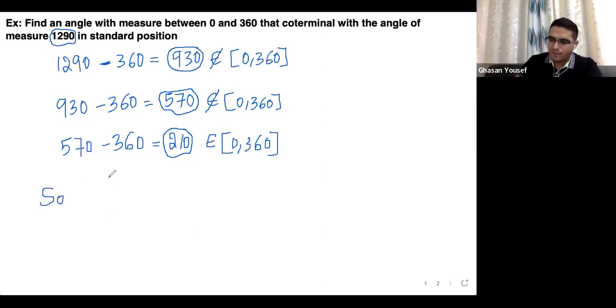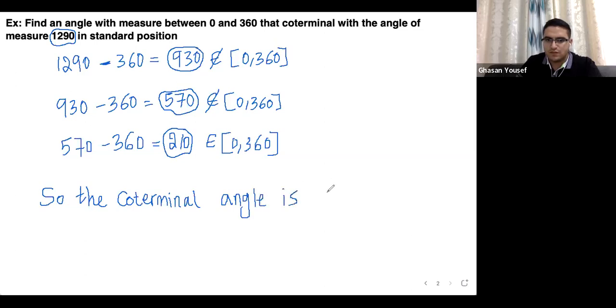So the coterminal angle is 210 degrees. Okay, any question?